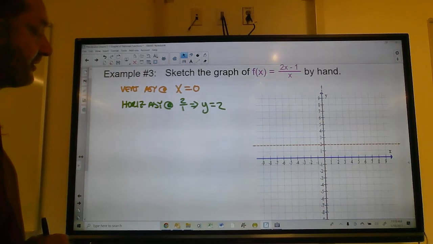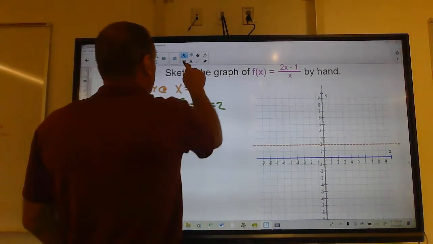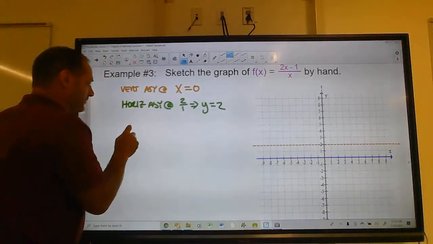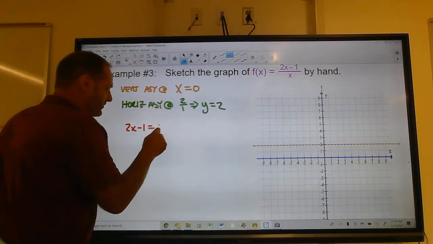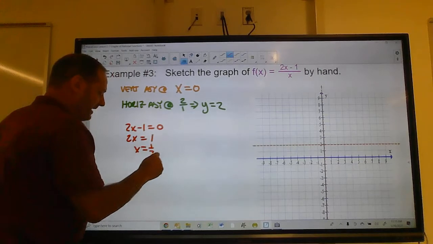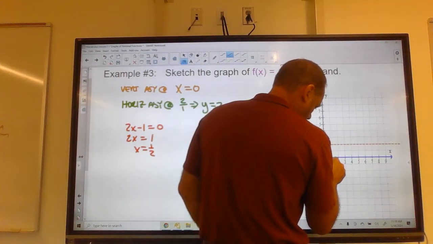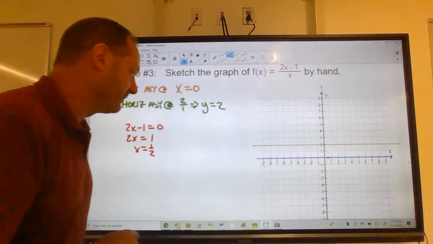Like I said, since it's got a vertical asymptote at 0, there's no y-intercept. But there is an x-intercept, and I can calculate that because the numerator, 2x minus 1, will equal 0 when x is 1/2. Okay? So right there, we've got an x-intercept.